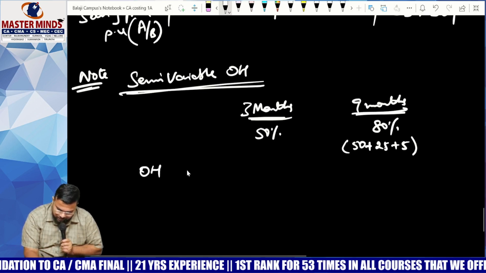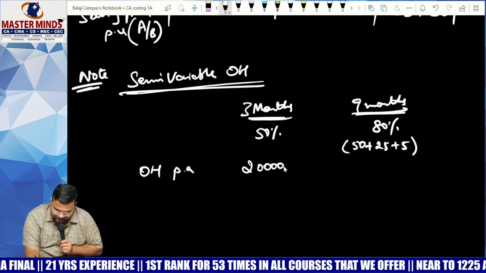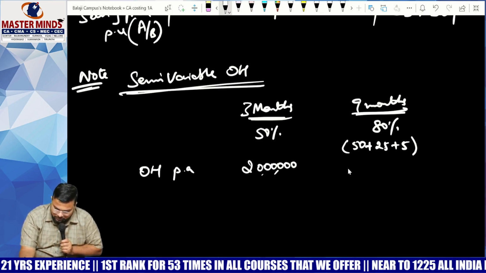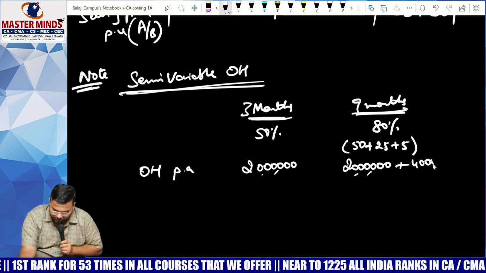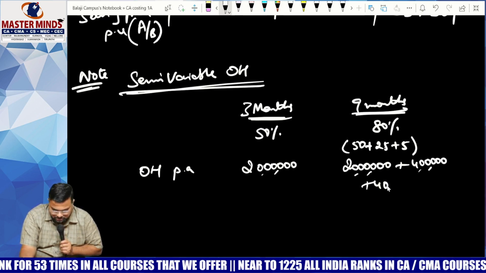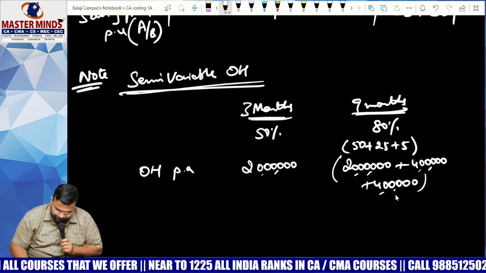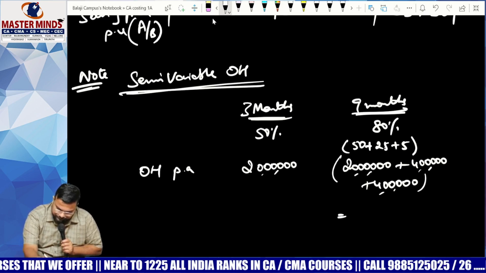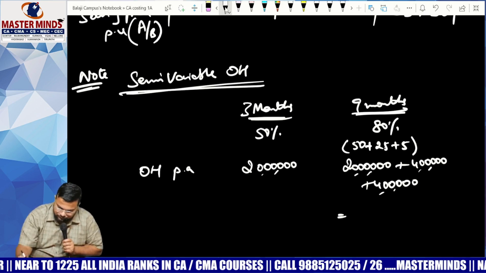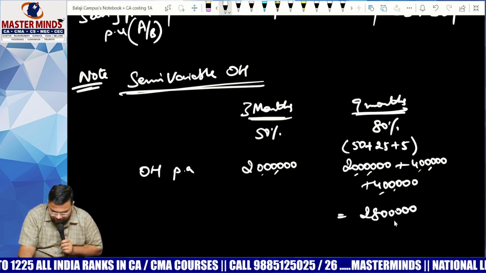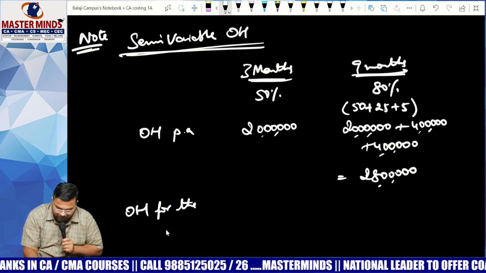So overhead per annum, it will be 20 lakhs. And this one will be 20 lakhs plus 4 lakhs plus 4 lakhs. Okay. So that will be how much? 28 lakhs. 28 lakhs overhead for the period.